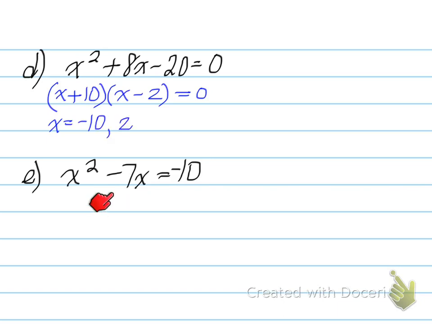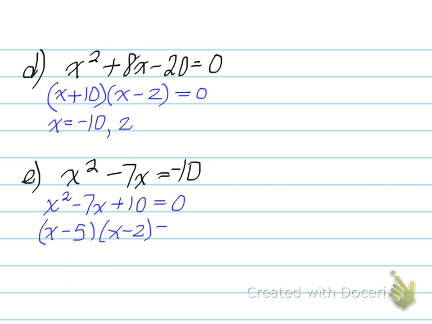In the next one, we have x squared minus 7x equals -10. We move the -10 over, it becomes plus 10, so we have x squared minus 7x plus 10 equals 0. That means we will factor: what two numbers multiply to give you positive 10 and add to give you -7? That is -5 and -2. We factor it, and then we find the zeros. x equals 2 and x equals 5.